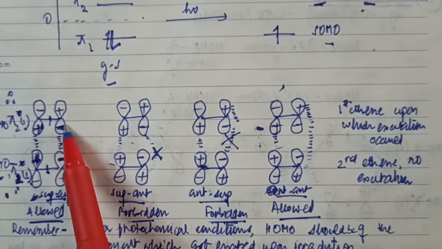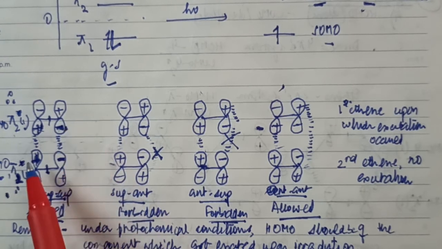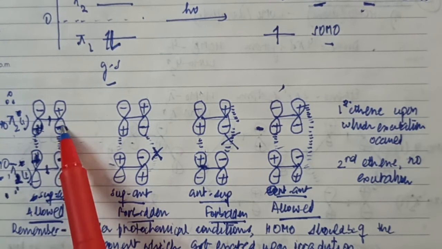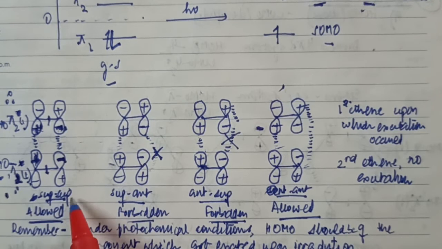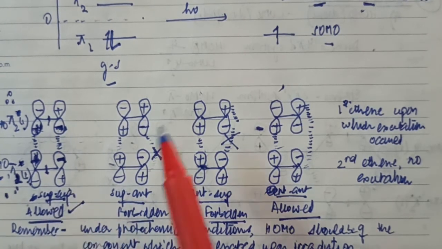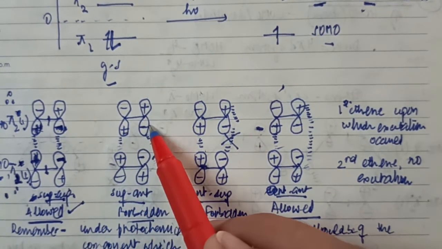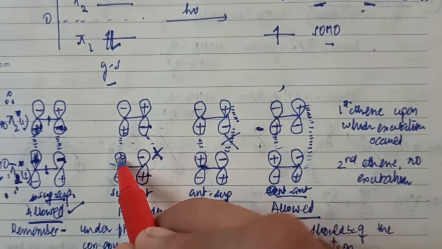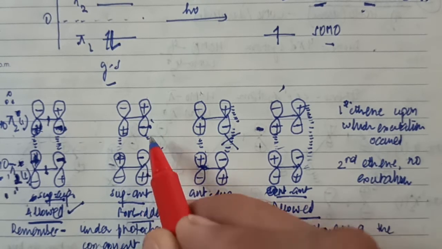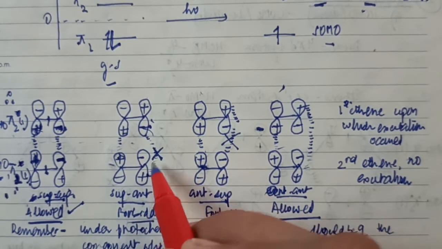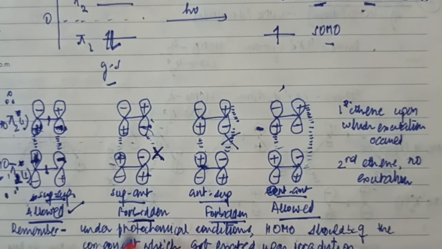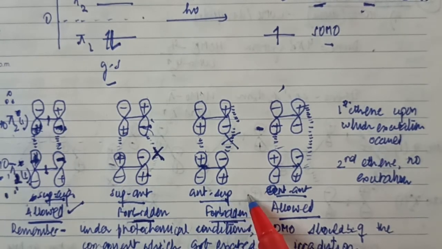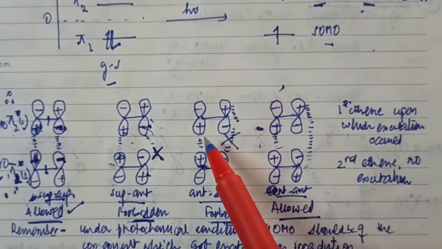Supra-supra, supra on both components. The same lobes add: positive interacts with positive, negative with negative. There is a bonding interaction, and since there is a bonding interaction, this reaction is allowed. What interaction is allowed? Supra-supra. Now supra-antara: supra on this component, antara on this component. Positive interacts with positive, but this will interact with the lower lobe, so positive interacts with negative. There is an anti-bonding interaction. The process is forbidden. Antara-supra gives the same result as supra-antara.